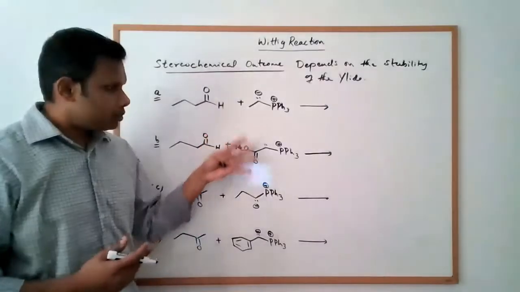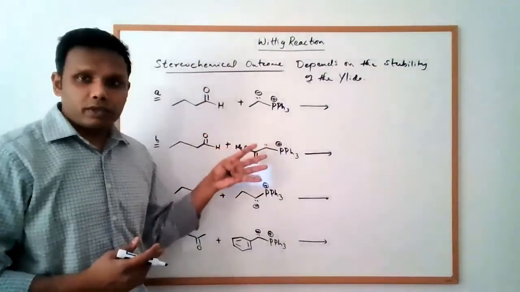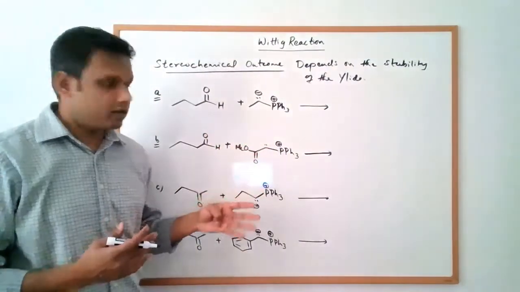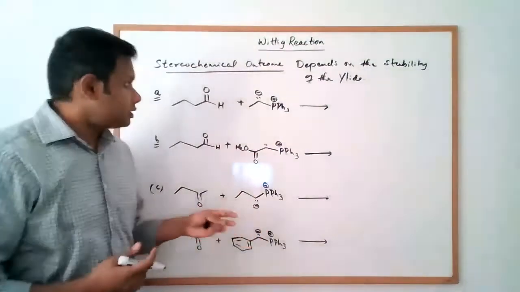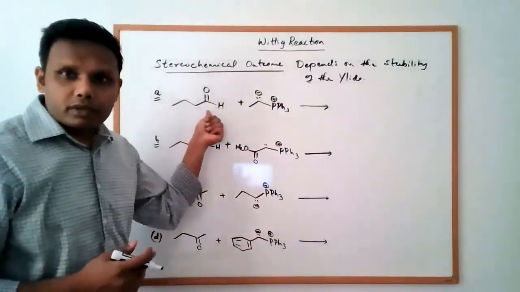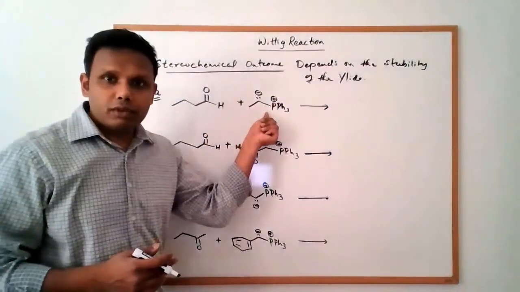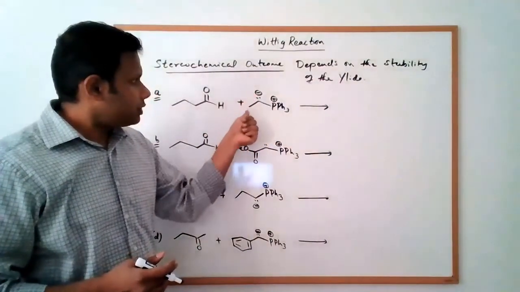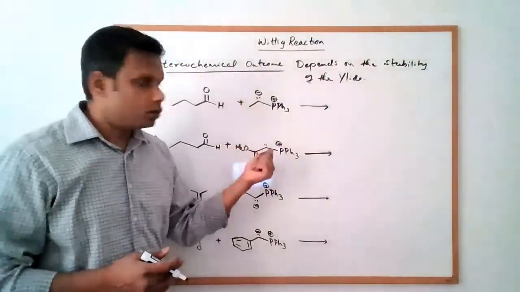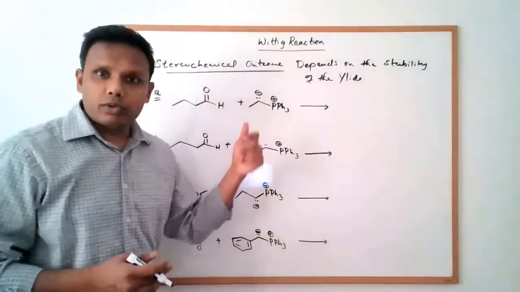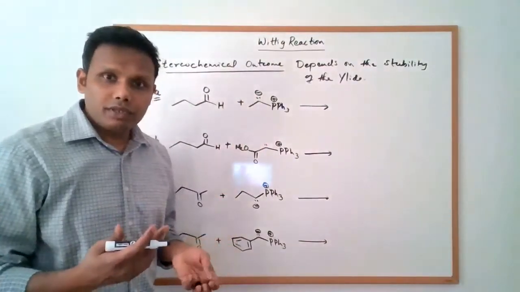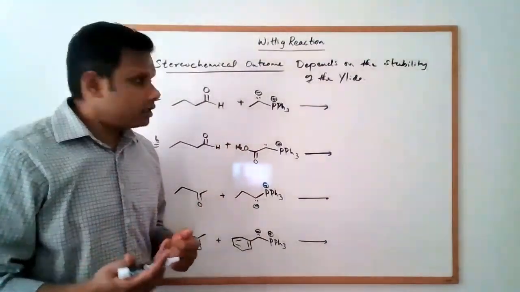And I've basically put down a few varieties here where we have simple ylides and we have stabilized ylides. So if you look at the first example here, we have an aldehyde that's reacting with a simple ylide. This R group here is just a methyl group. So this would be an example where our product is going to be the Z-alkene.